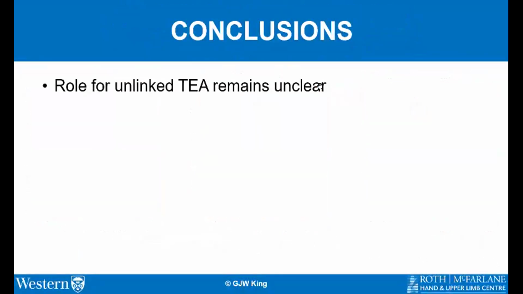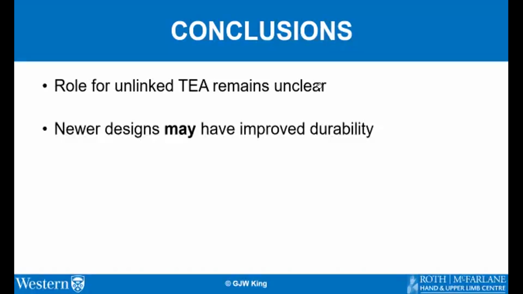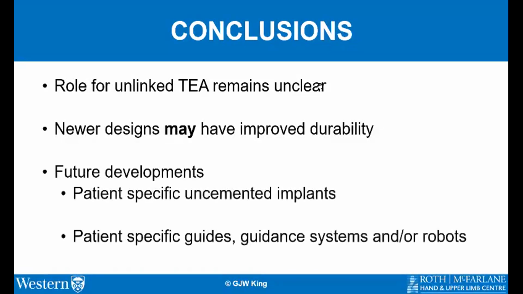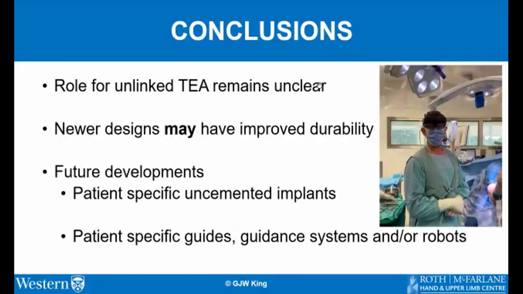So in conclusion, I think the role for unlinked total elbow arthroplasty remains unclear. Newer total elbow arthroplasty designs may have improved durability, but this remains unproven. Future developments should be patient-specific uncemented implants, patient-specific guides, and perhaps guidance systems or the use of virtual reality or robots to help us get better results with our total elbow arthroplasty.